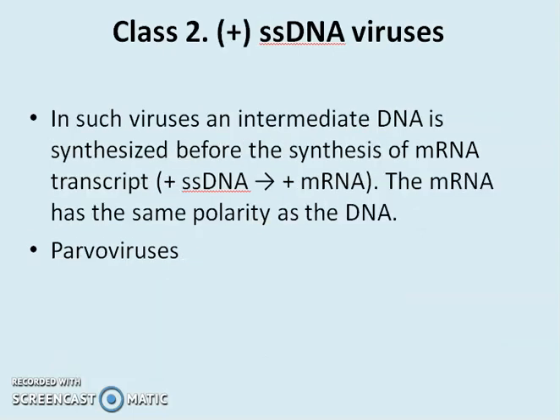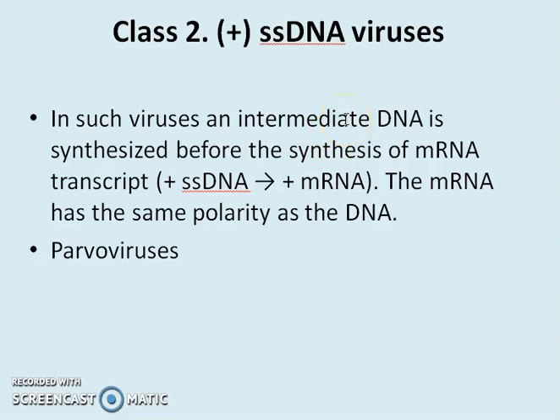Now the second class is actually the viruses which carry single-stranded DNA. Here, in such viruses, the single-stranded DNA is used, and another intermediate DNA is synthesized before the synthesis of the mRNA transcript. That is, it produces a single-stranded DNA which is converted into mRNA. And actually the mRNA has the same polarity as the DNA, but it is complementary to the intermediate DNA.